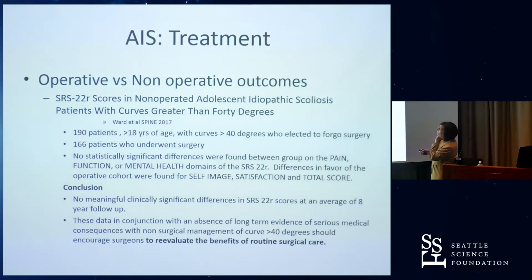This is one more important study that I think came out in 2017 where they looked at a group of recent patients, 190 of them with curves larger than 40 degrees who decided they didn't want to have surgery done, and how were they doing. And they found that there was no meaningful significant differences in their questionnaire scores, short time, 8-year follow-up. And based on that, they thought that perhaps our routine recommendations for surgery maybe need to be reevaluated.